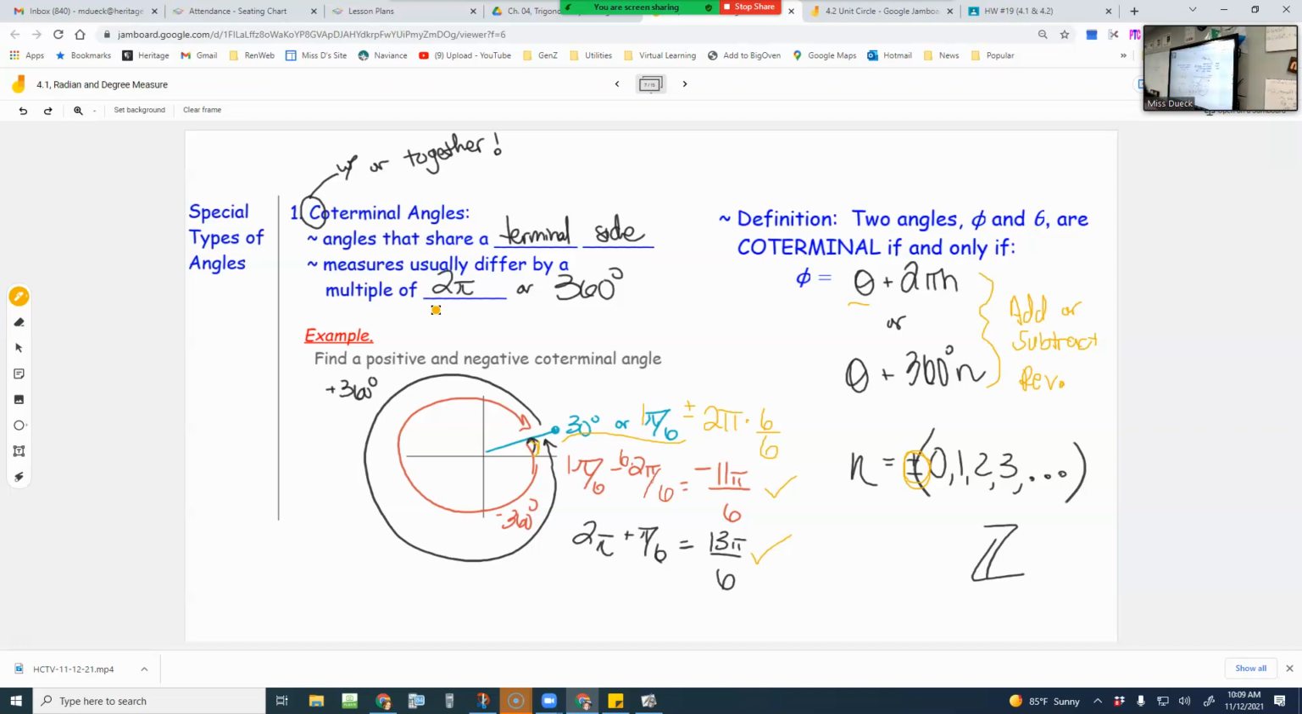Alright, thank you. Ryan, remember, 360 is just how we talk about that angle in degrees. It's not how we talk about it in radians. In radians, we talk about 360 degrees as 2 pi. Right? Yes.